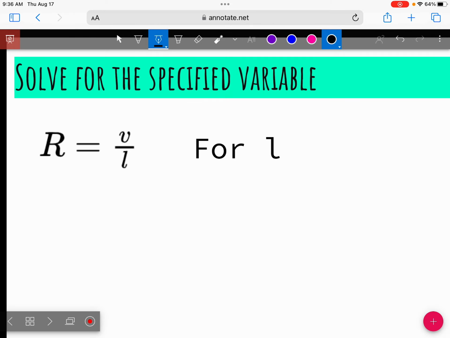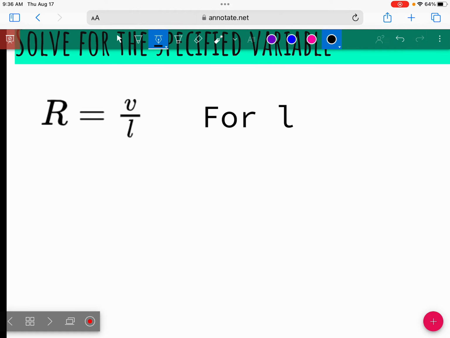So let's just look at one at a time. If I told you to solve this for L, get L by itself, what do we do? Multiply by L. Multiply both sides. Get L out of that denominator. So times L.